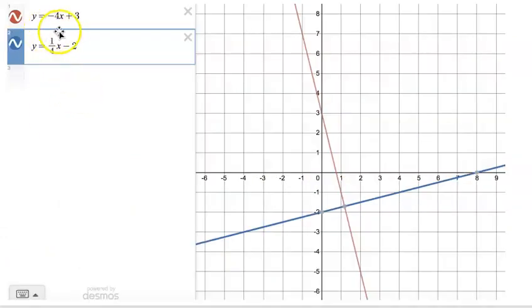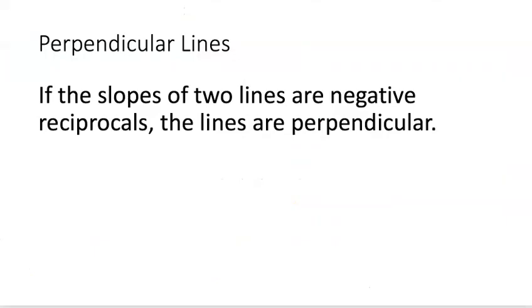Here's another example. Y is negative 4x plus 3 is red, and y equals 1/4 x minus 2 is in blue. Slope of one is negative 4, slope of the other is positive 1/4. One is negative, one is positive, and the slopes are reciprocals, 4 over 1, 1 over 4. When that happens, the lines are perpendicular. So we say if the slopes of two lines are negative reciprocals, the lines are perpendicular.